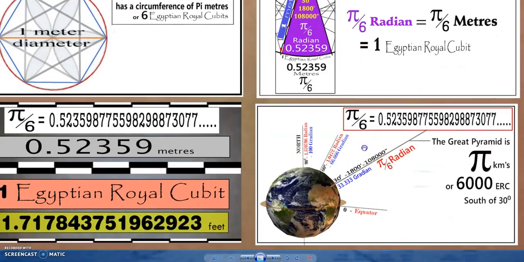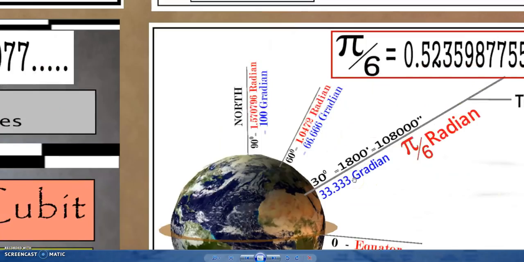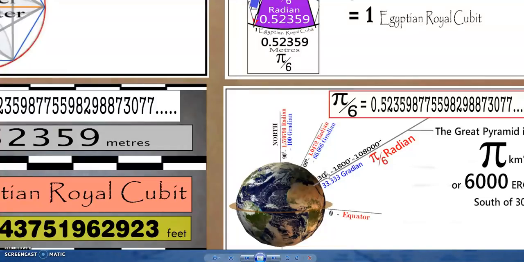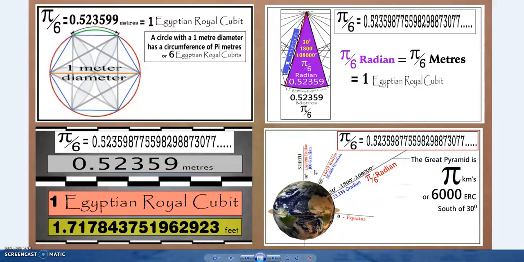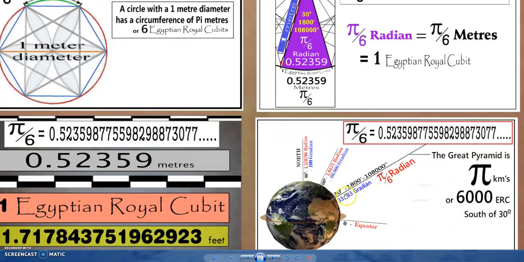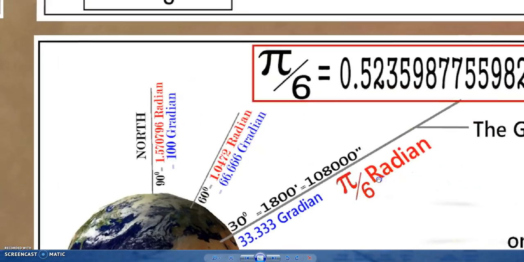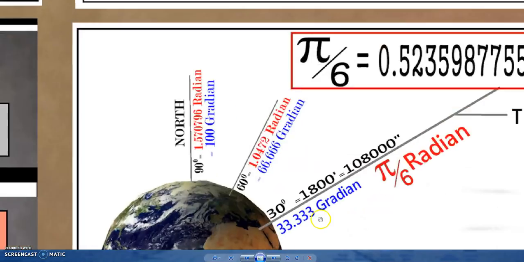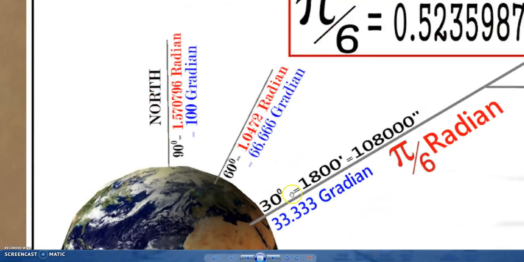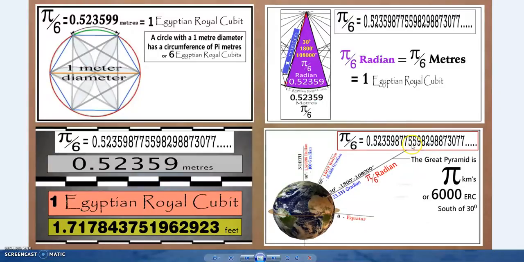Now it's interesting that the pyramid itself is ever so slightly south of 30 degrees. The three pyramids of Giza are aligned to Heliopolis. Heliopolis is exactly at 30 degrees. If you stand on top of the Great Pyramid, again, it becomes 30 degrees. It's got to do with some details in how we do measurements. But again, it's 30 degrees, or pi/6 radian. That's how far north of the equator it is. 30 degrees is 1800 minutes, or 108,000 seconds on the compass. So there you go.